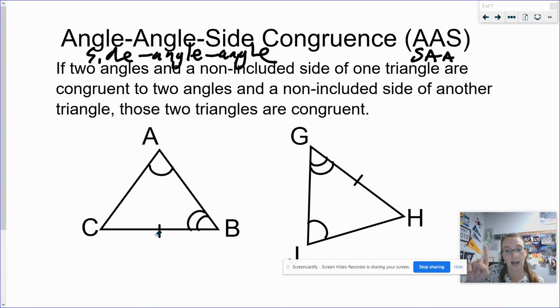So this is different now than ASA. It goes angle, angle, side. That's how we know this is AAS, not ASA.